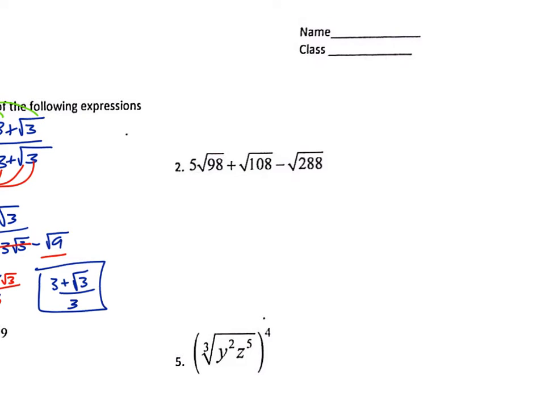Now for number 2, we have different radicands, so we're not going to be able to add and subtract those until we make them the same. So we need to break down each of these numbers inside to see how we can make those the same. So let's go ahead and make our factor trees for each of those 3.